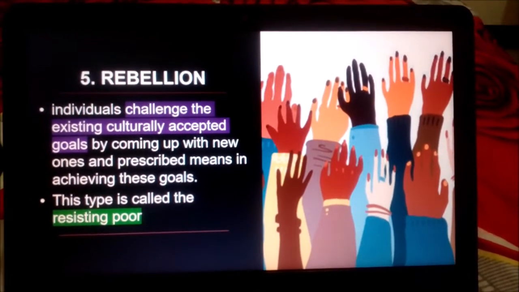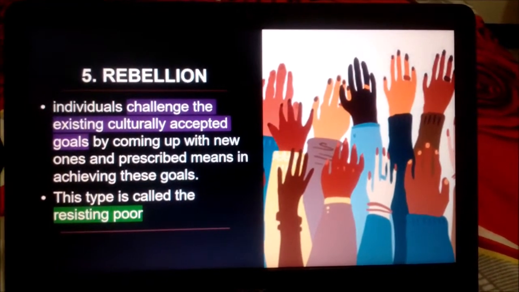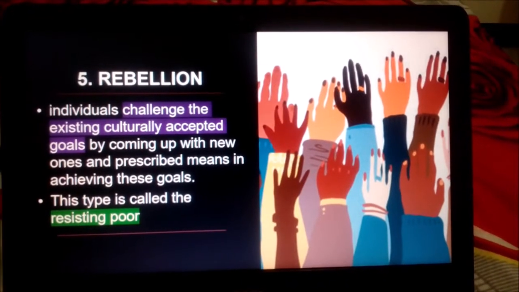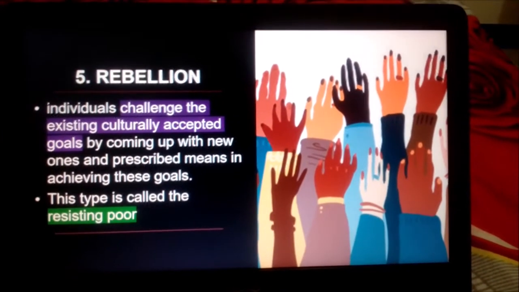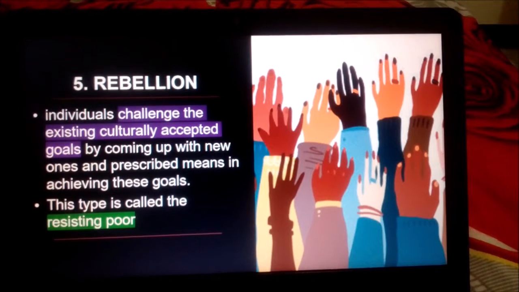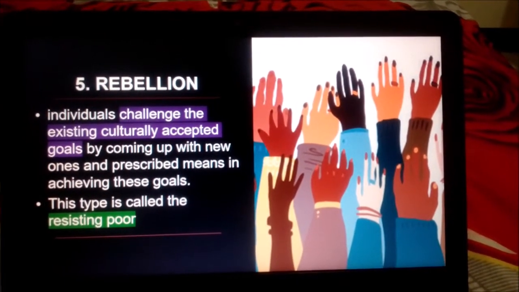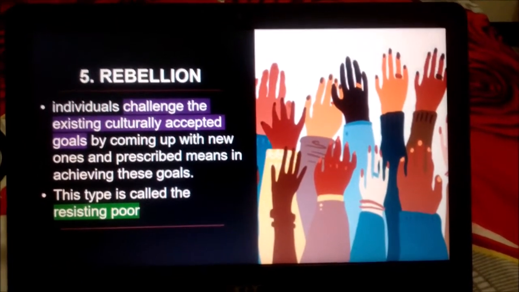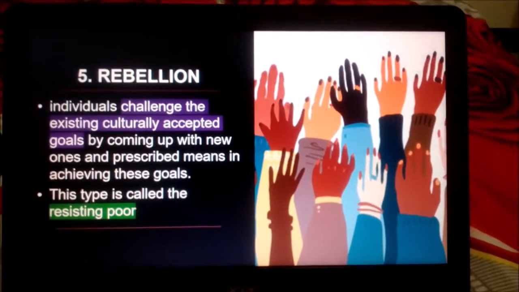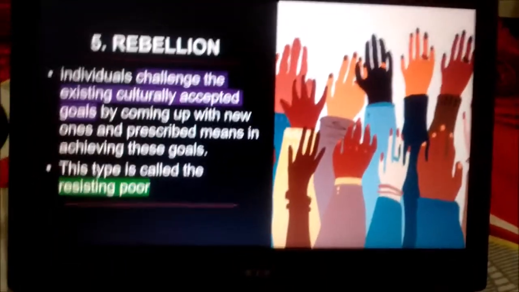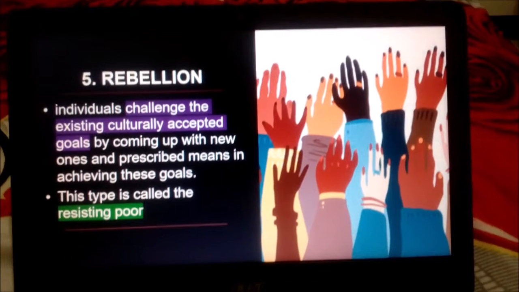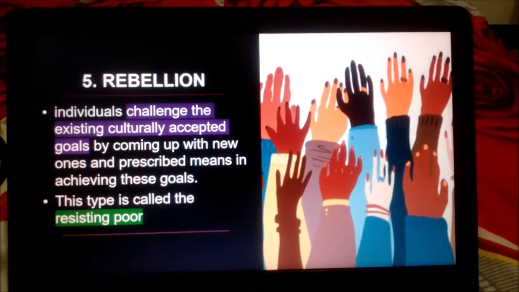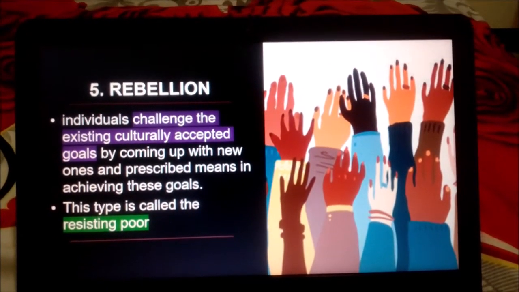Alam naman, rebellion. Individuals challenge the existing culturally accepted goals by coming up with new ones and prescribed means in achieving these goals. They are called resisting poor. Resisting. They are rebelling. They may create rally. They want to change the society. They want to change for the people. They have social reforms. They have social changes.